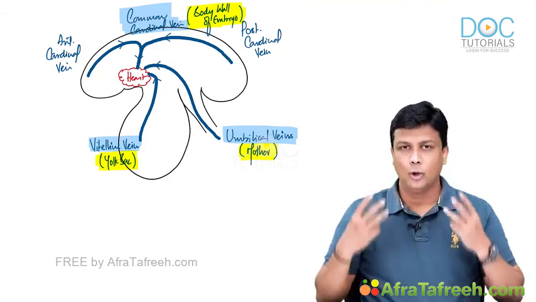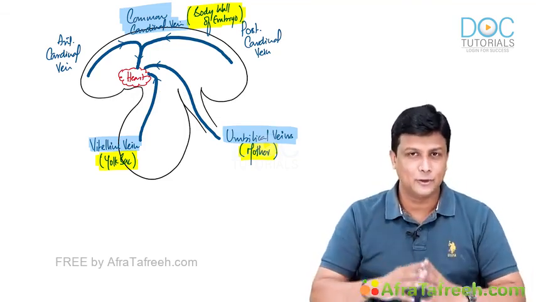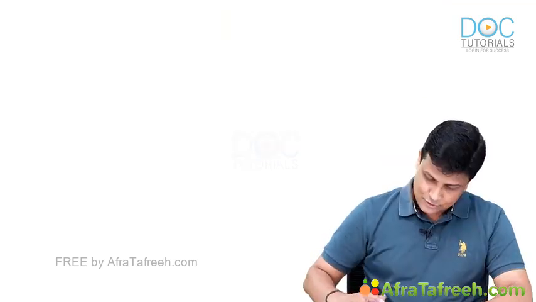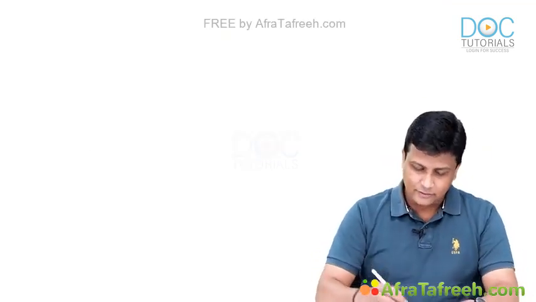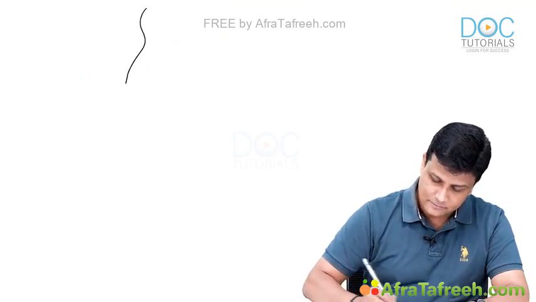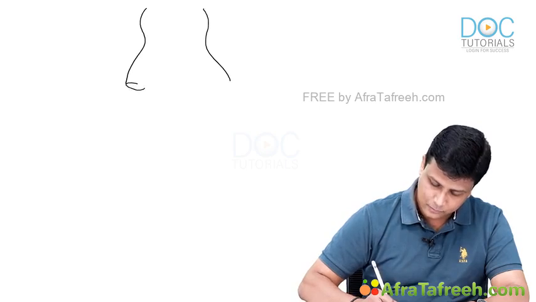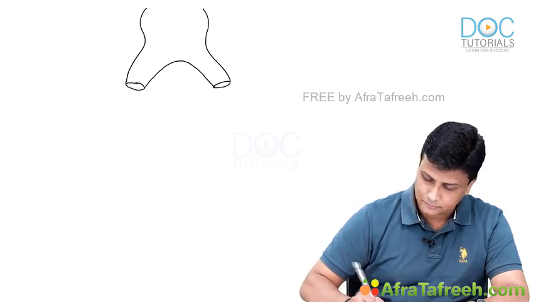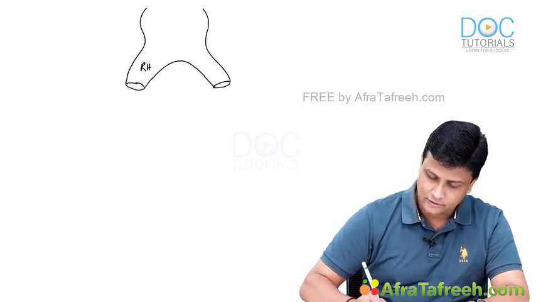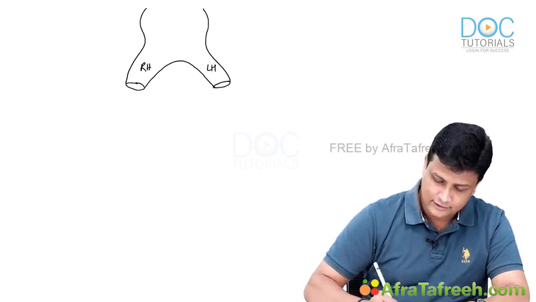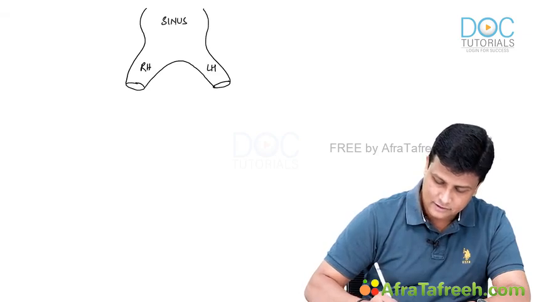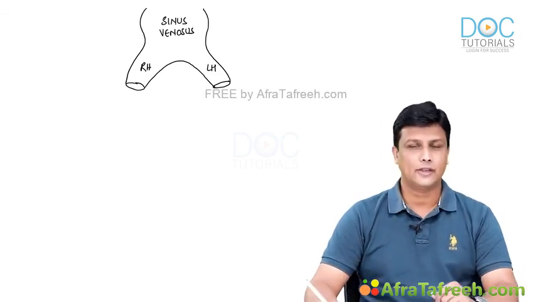Why? Because all these three sets of veins are going to drain the blood into sinus venosus only. So let us include some more things in our diagram here. For example, if this one here will be the sinus venosus, it has got two horns there. There will be a right horn and then there will be a left horn. So this is the right horn here, this is the left horn here, and this one here will be the sinus venosus. Perfect, no doubt about that.